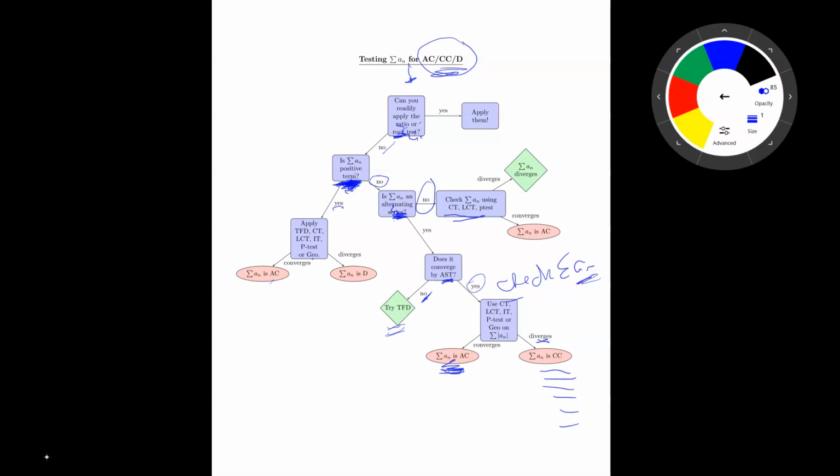So what you do is you have to check what the absolute value is doing. There are absolute value bars missing. You check what the absolute value is doing with the basic comparison test, limit comparison test, p-test. So big deal, I forgot the absolute values in there. Sorry about that. So I check to see what the absolute value does. If the absolute value converges, it's absolutely convergent. If the absolute value diverges, I say it's divergent. So again, there's only one way to get conditionally convergent.